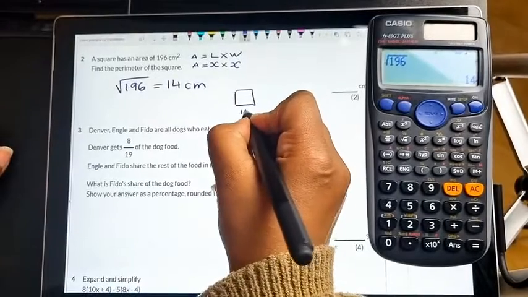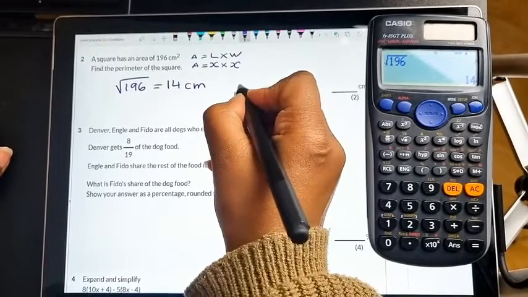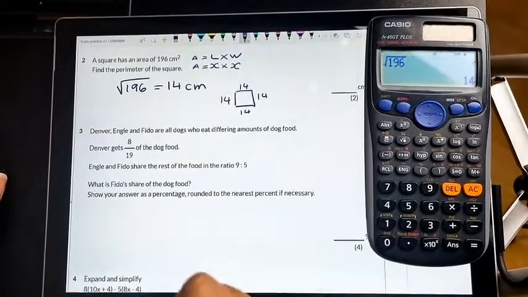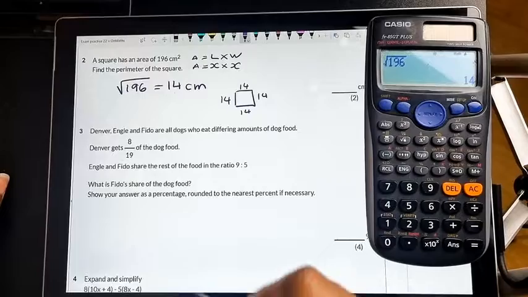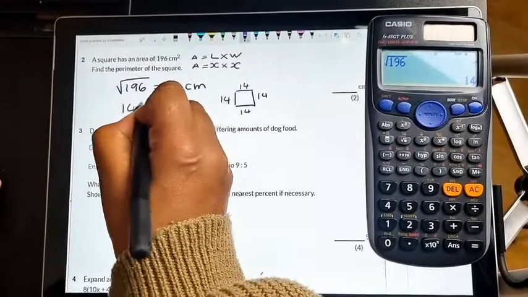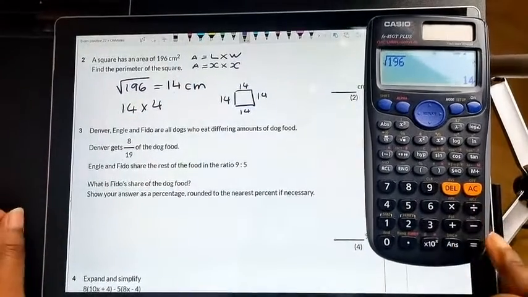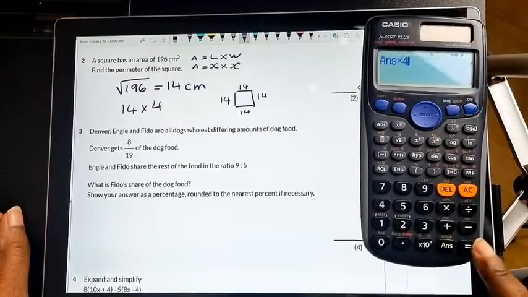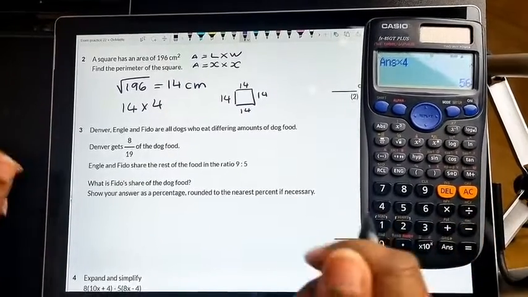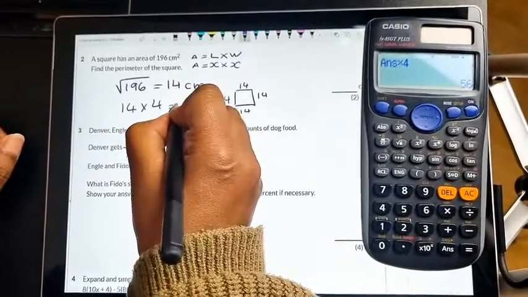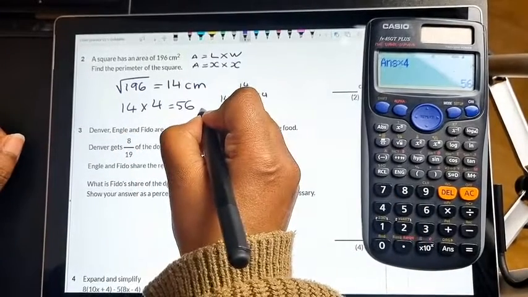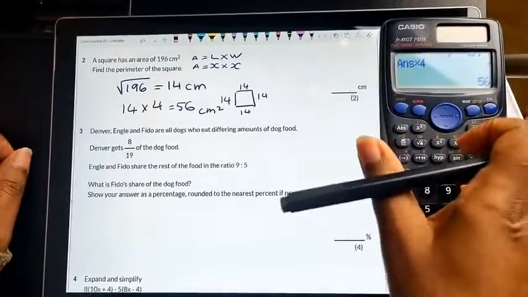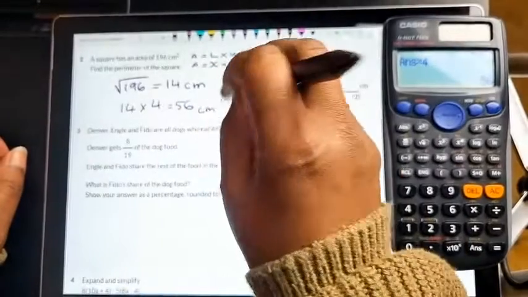So if I know it's 14 centimeters and I want to find the perimeter, think about the square. All the sides have the same length, okay? So that means it's 14 times by 4. Tap that on the calculator. I didn't clear anything, so I'm going to leave it as it is. And times by 4, 56. So if you know the answer is 56, what? Centimeters, not squared because it's not area.